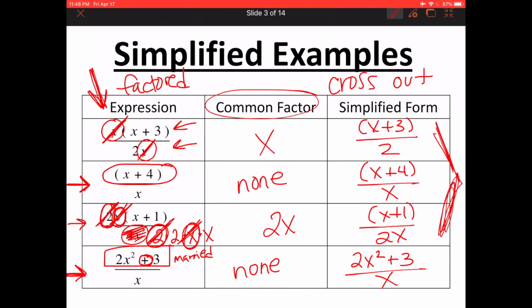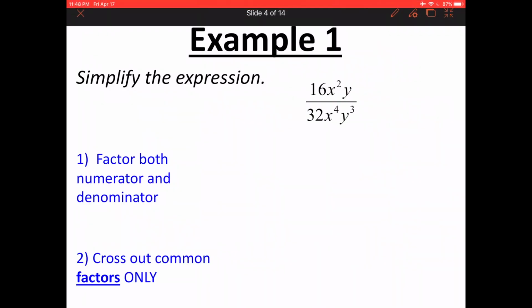Now we're going to kick it up a notch with some examples, like this very first one. Simplify the expression 16x squared y over 32x to the fourth y cubed. So step one is to factor. There's not necessarily anything to factor outside of GCF. All we can do is break these terms apart.